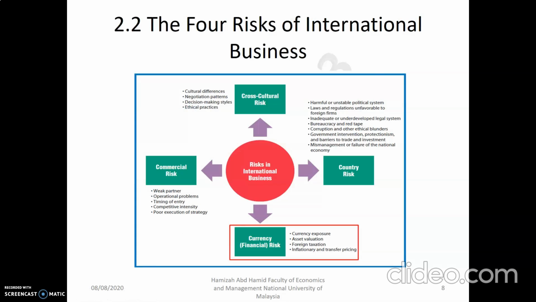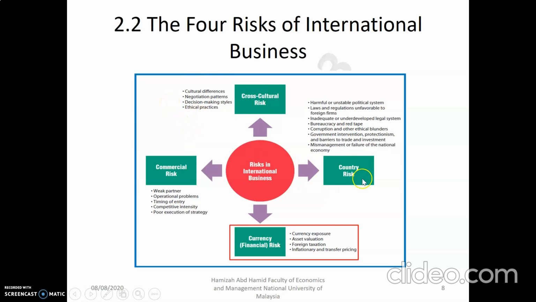We go back to the 4 risks of international business. Mainly, we have learned about cross-cultural risk. Here we learned about differences in culture, which will affect negotiation and decision-making styles, and also ethical practices. This can cause a lot of complexities in international business.